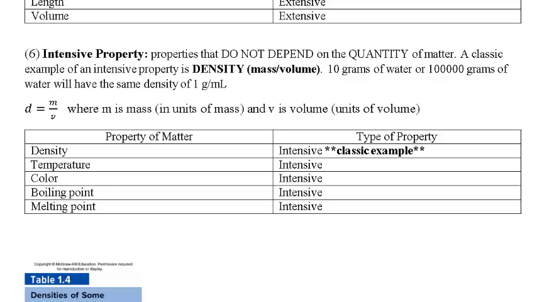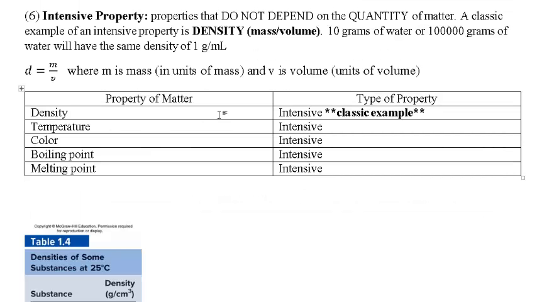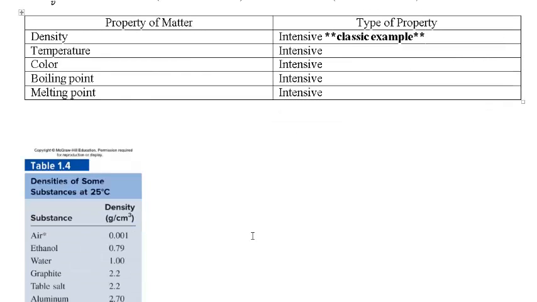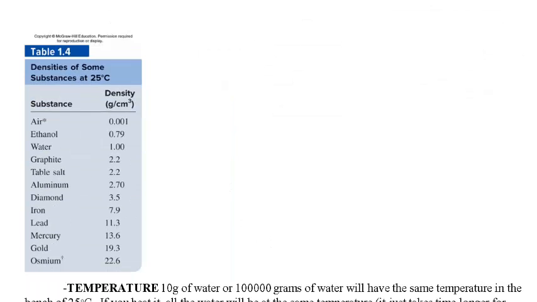So this is quantity independent. Other examples of intensive properties that do not depend on the quantity of matter are temperature, color, boiling point, and melting point. But for now, just realize that your classic example of an intensive property is density. It is mass over volume, and shown here are different substances and their associated densities.